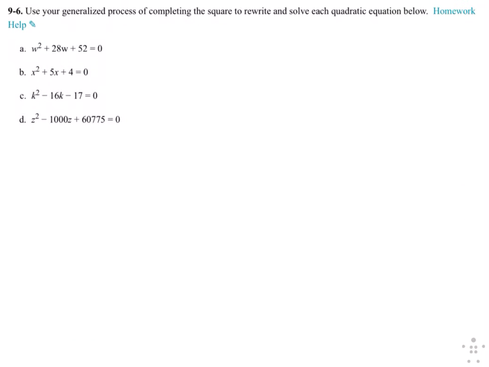Okay, for this problem, they want us to use completing the square to solve these quadratics. So let's just start. For A, I have w squared plus 28w, and then I'm going to subtract 52, equals negative 52, because I need my constant on my right.